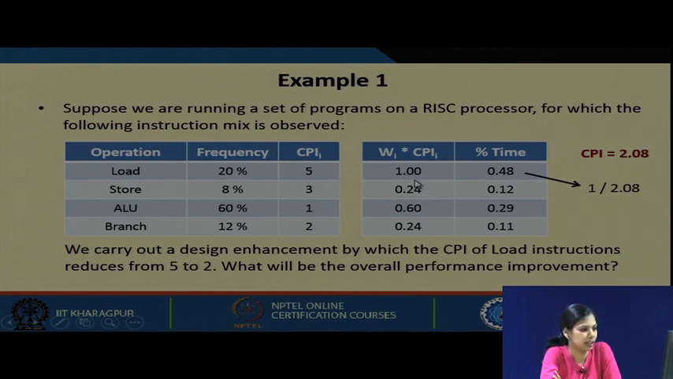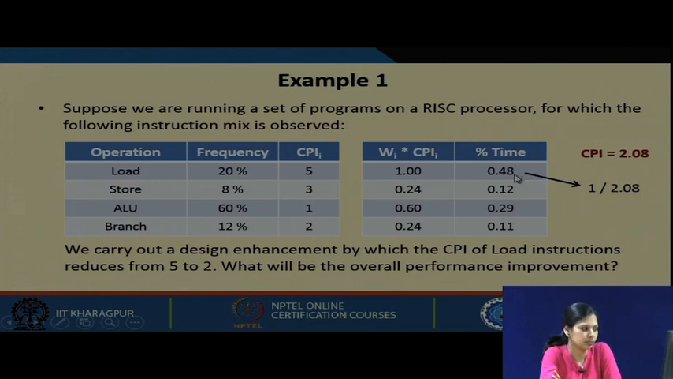Now let us find out Wi into CPI. We multiply this by 0.2, we get this, we multiply by 0.08, we get this, and so on. Now the percentage time it is used can be found out from the total CPI. Total CPI will be 2.08. So we divide by 2.08 to get the percentage for each. This is the given data, and we have found out Wi into CPI and also the percentage time it is used.